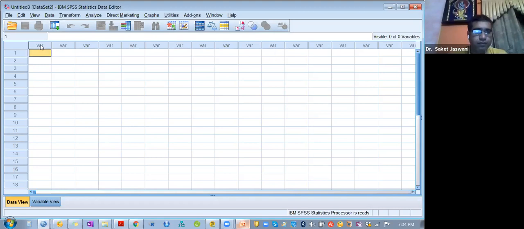Okay. So this is one blank sheet SPSS. So we are entering the data manually here.